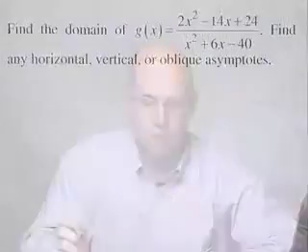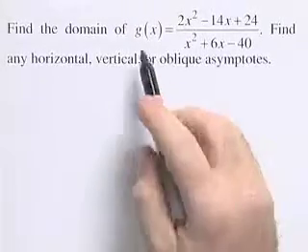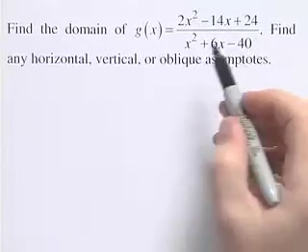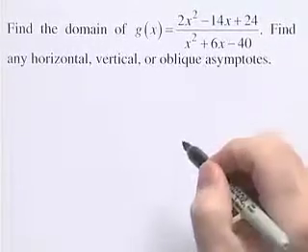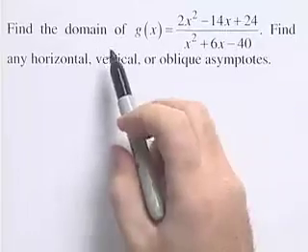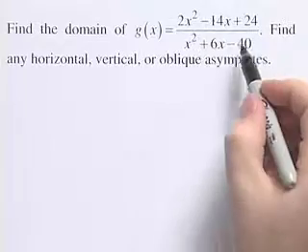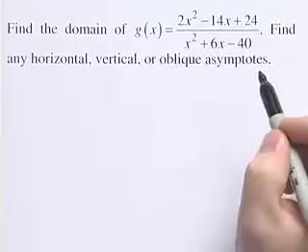For this problem, we're going to determine the domain of a rational function and then determine any vertical, horizontal, or oblique asymptotes. We're given the function g of x equals (2x² − 14x + 24) divided by (x² + 6x − 40). To find the domain, we need to remember that for rational functions, the domain is always all real numbers except values that make the denominator 0.